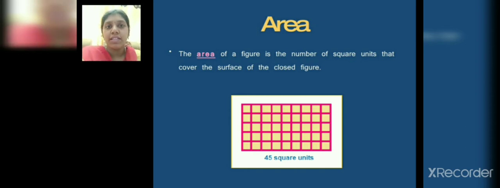So what is area? It is the space enclosed by any closed figure. Whatever space it is occupying, you have to count the number of squares and write the area. Exercise 10.2, question number 1. Find the area of the following figures by counting squares.